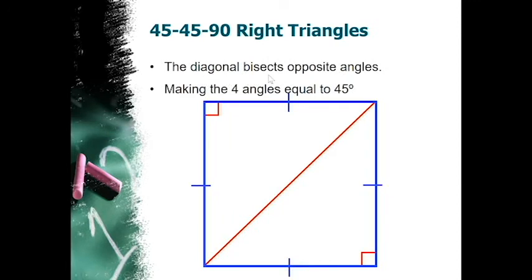The diagonal does bisect the opposite angles. This angle up here in the square is a 90-degree angle, and a square is a form of a rhombus, so the diagonal does some bisecting up here. Half of a 90-degree angle means both of those angles up there are 45-degree angles. Same thing holds true down in the bottom left corner.